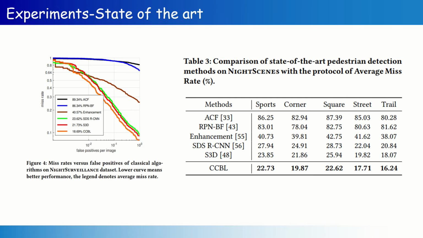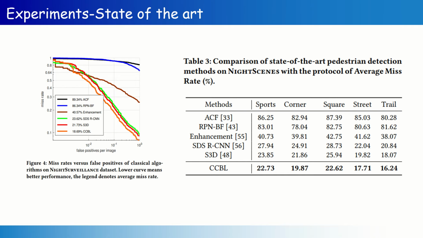We compare the proposed CCBL with several state-of-the-art methods on the night surveillance pedestrian detection dataset. Figure 4 shows the quantitative comparisons on the test set. Concretely, we achieved the MR of 18.69%. The performance of our proposed CCBL outperforms other existing detectors.